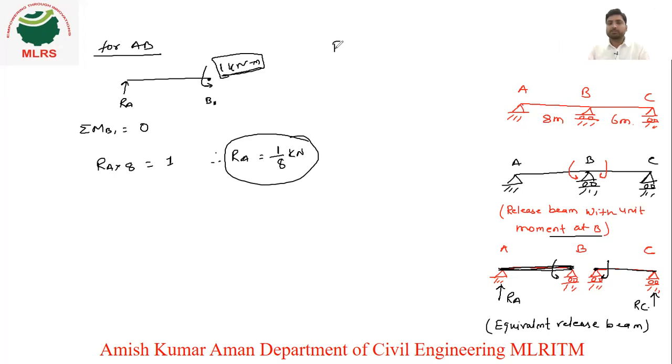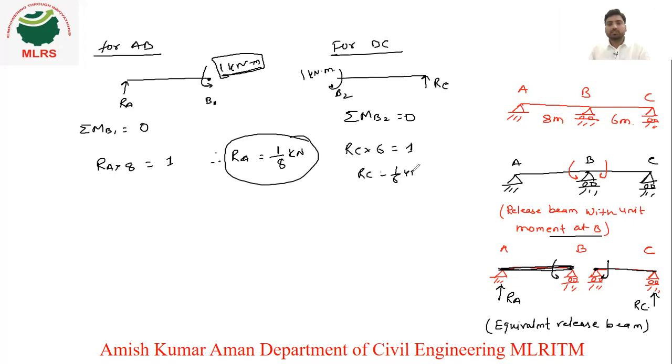Similarly for BC span, if you will see, this is your RC and here the moment is again 1 kilonewton meter, right? This is, let's say, B2 point. So summation of moments at B2 will be equal to 0. So RC into the distance 6 will be equal to 1. Therefore, RC is equal to 1 by 6 kilonewton.